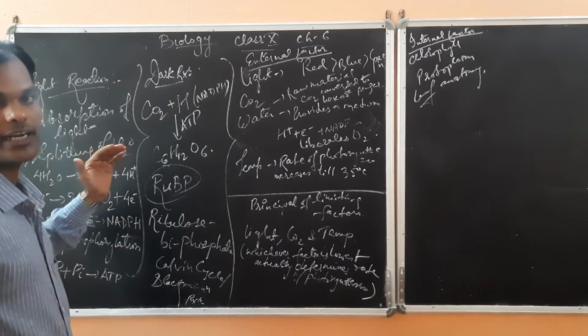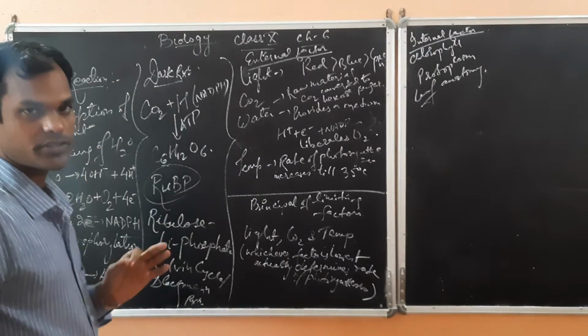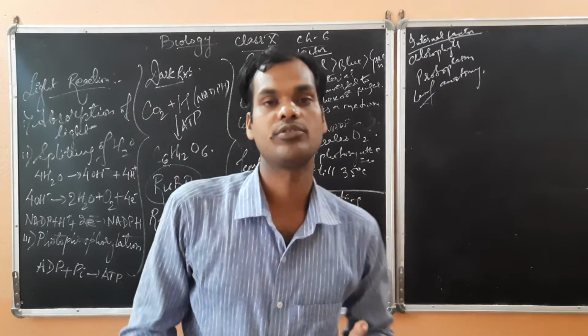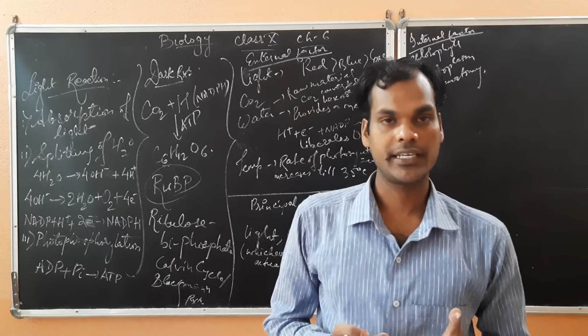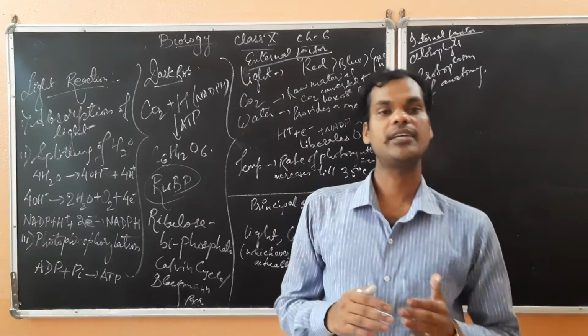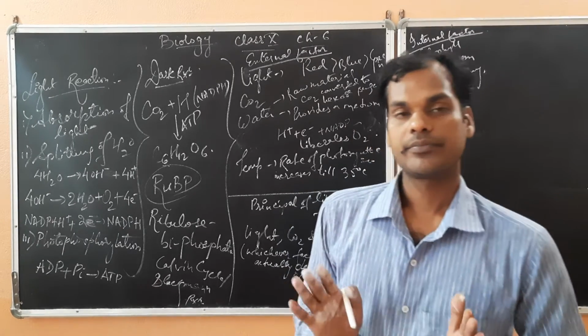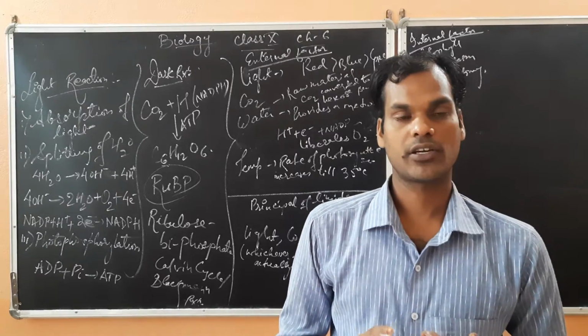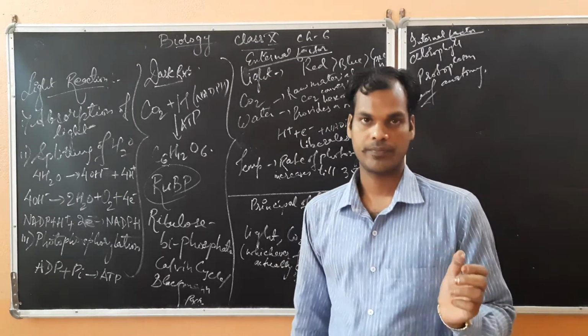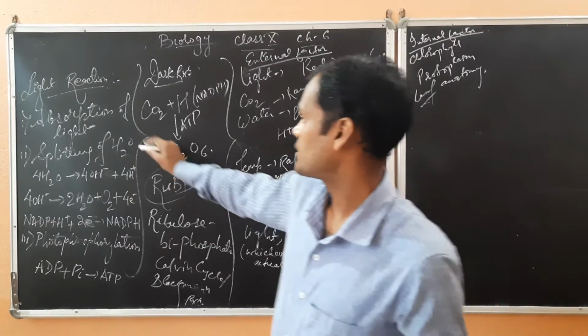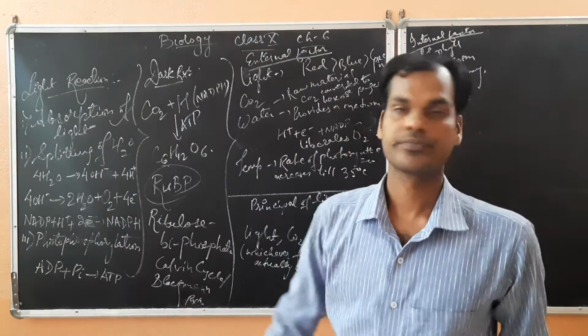Basically, light reaction involves three processes. The first process is absorption of sunlight. When chlorophyll absorbs the light, the electrons in the chlorophyll get activated and move to the outermost orbit. Okay, so this is absorption of light.